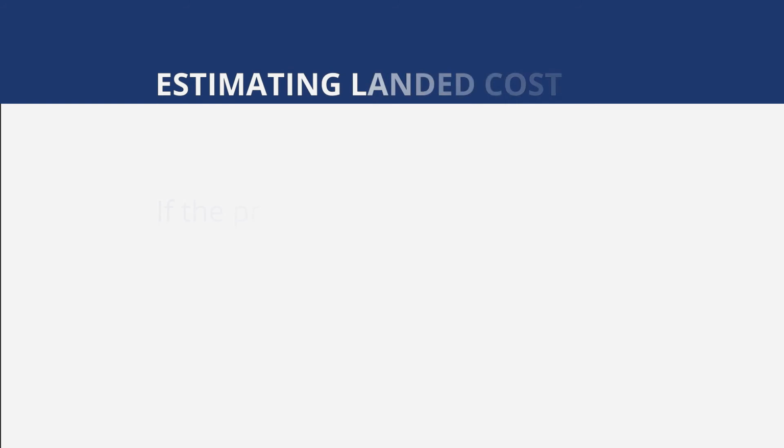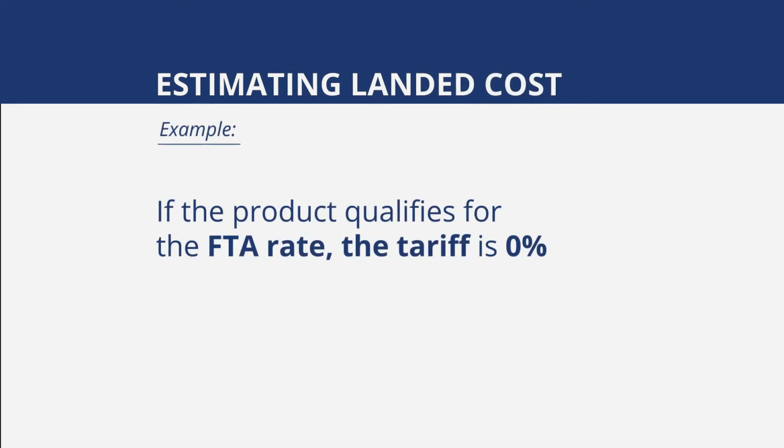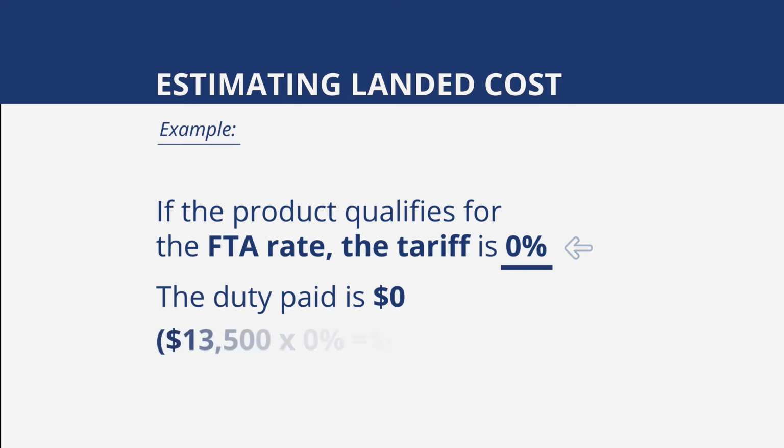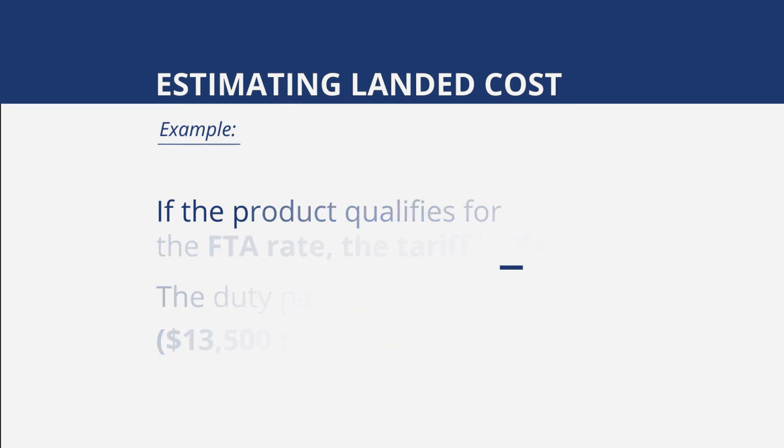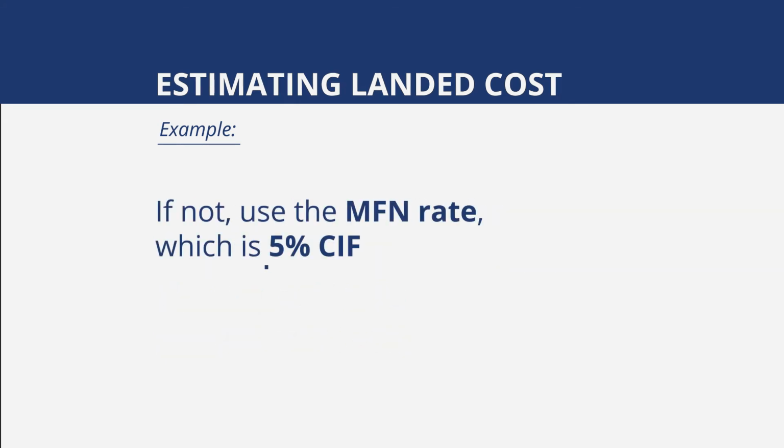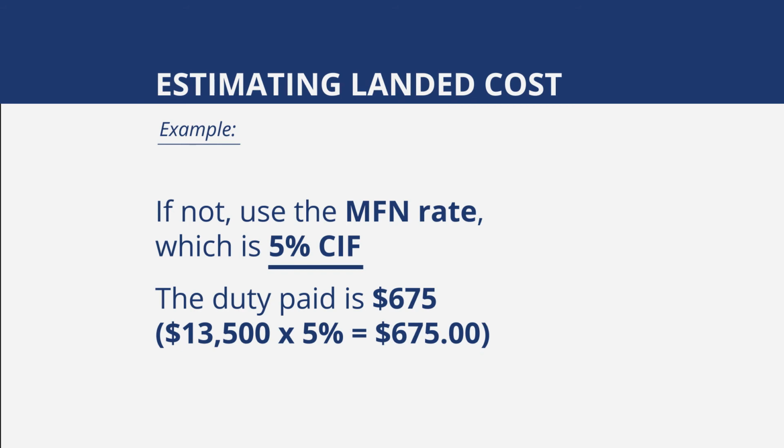Now, calculate the tariff. If the product qualifies for the FTA rate under the rules of the trade agreement, the tariff is 0%, so the duty paid is $0. If not, use the MFN rate, which is 5% CIF. In that case, the duty paid is $675.